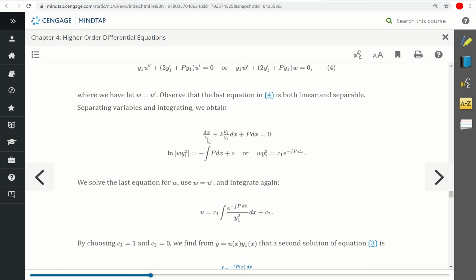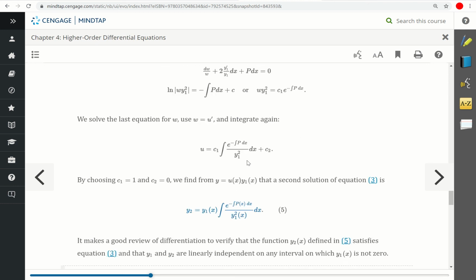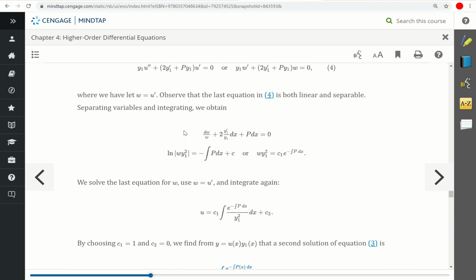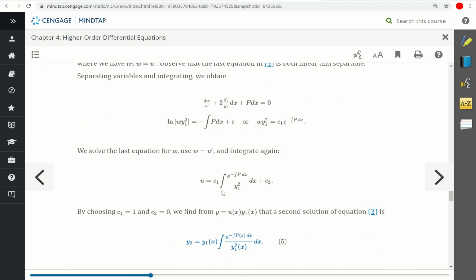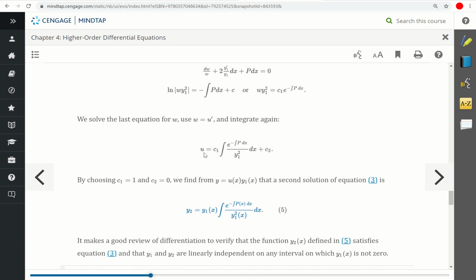You integrate the left-hand side. As an integrating factor, you're going to get w times y1 squared is equal to negative p dx. We solve this for w. We would get that w is equal to c1 e to the negative integral of p dx divided by y1 squared, and then because w was equal to u prime, you have to integrate that whole thing one more time, and this is what we would get.